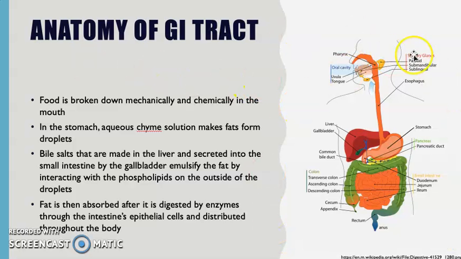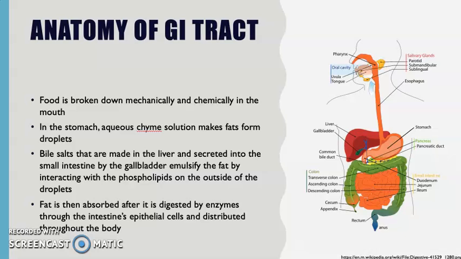Seen on the right here is the anatomy of the GI tract. As food is ingested, it goes into the oral cavity, makes its way down the esophagus, into the stomach, and then goes through the small intestine and then the large intestine and then out the anus. Food is broken down mechanically and chemically in the mouth, and this is where fat digestion starts.